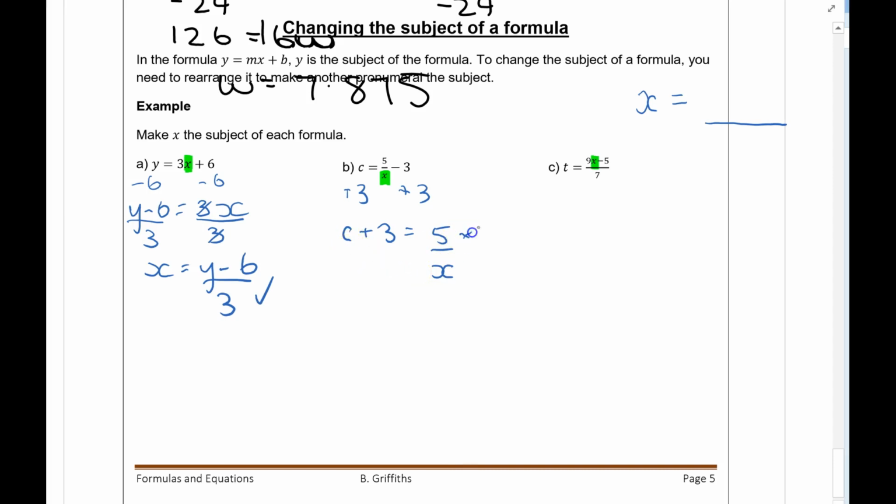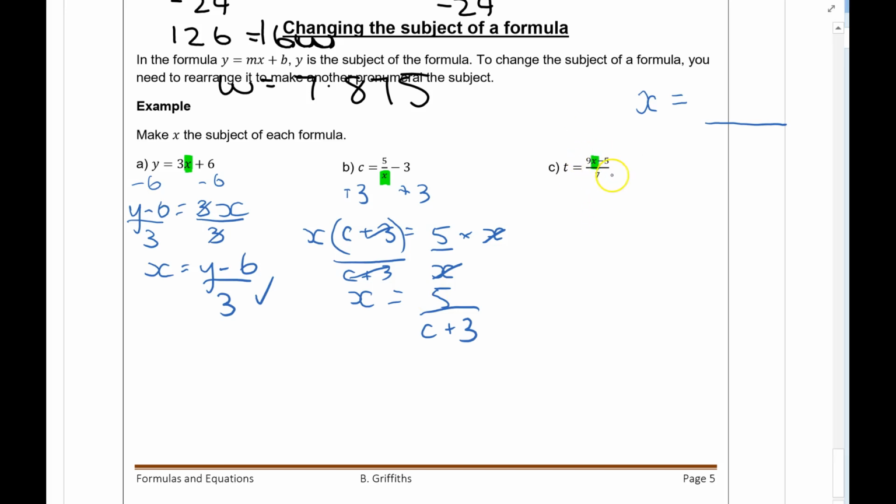Now, if I times it by x, I know it's moving the x. The x is over here. This is quite a hard one actually. This one's harder than c, but we'll keep going. So I've got x outside of c plus 3 equals 5. To get the x on its own, I need to divide by c plus 3, the bracket of. So x is equal to 5 on c plus 3. I think when I do that again, I won't include that example because it's very tough.